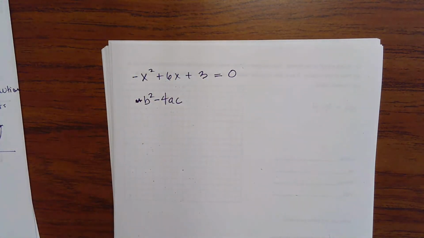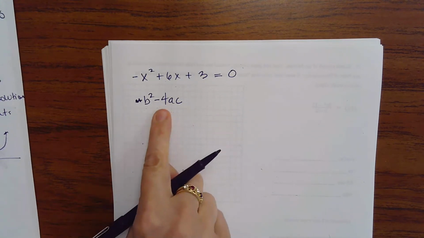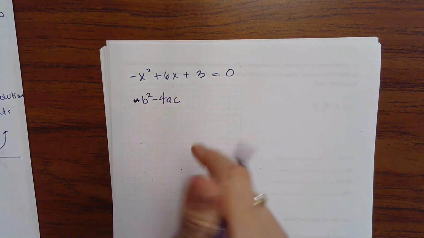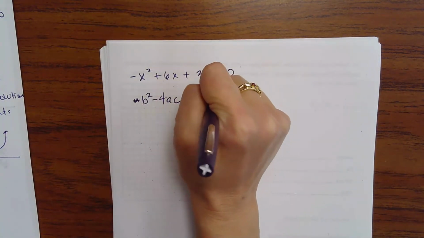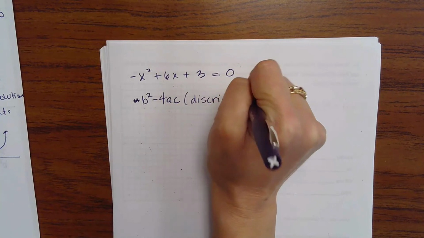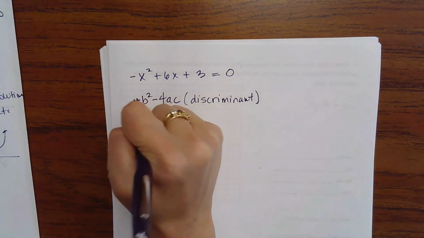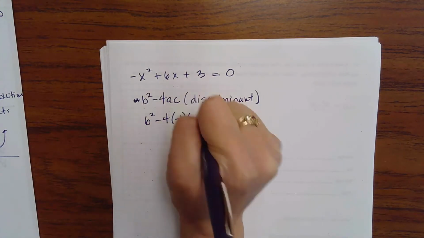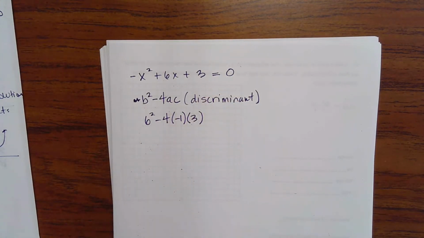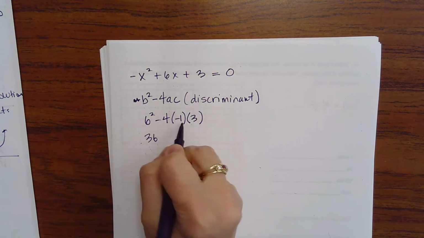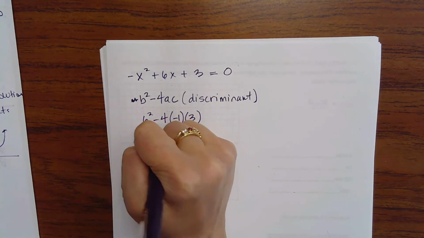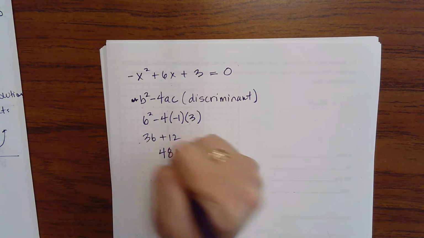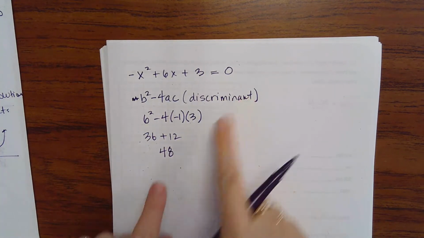So if I do b squared minus 4ac, that's our discriminant. If I plug my numbers into this equation, b squared would be 6 squared, minus 4 times a, which is negative 1, and c is 3. Let's see what I get. I get 36, and this would be 4 times 3, which is 12, so I get 48 as an answer. So my discriminant is 48.